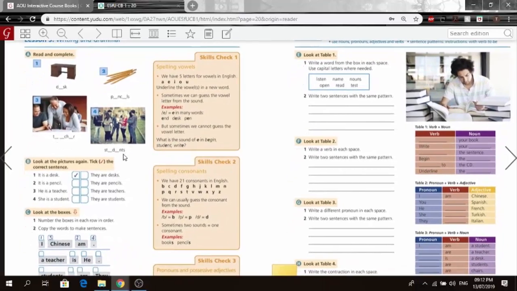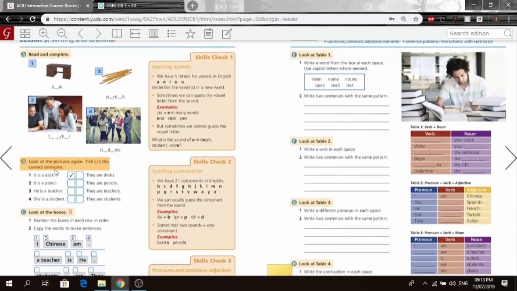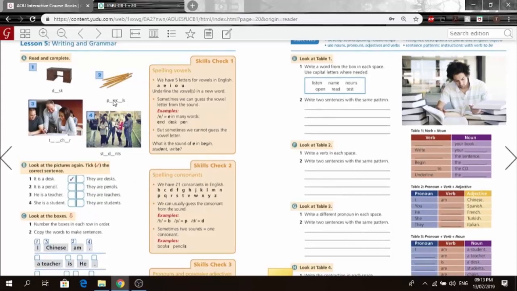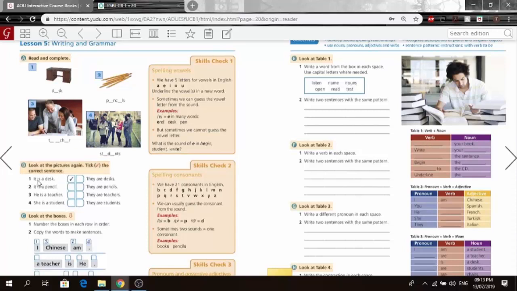So, look at the pictures again, tick the correct sentence, okay? So basically what the book wants us to do is find if these words were in plural or singular, okay? So, it is a desk or their desks. So if we go up here, it says desk and not desks, so we tick the singular one, okay? Now, you can always try and pause this video, do it by yourself, and then check the answers.